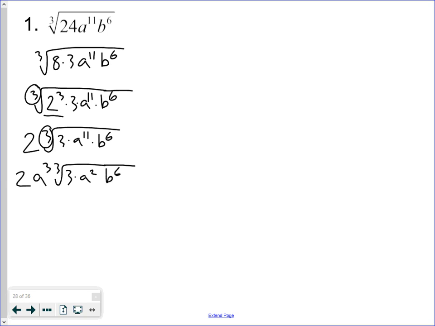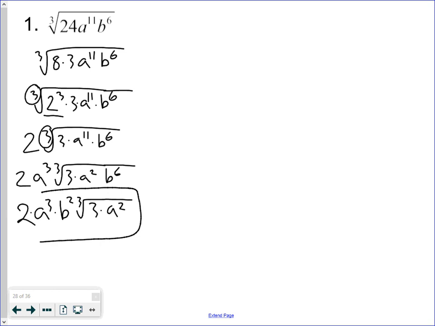And then for b to the 6th, we can make 2 groups of 3 b's. If we make 2 groups of 3 b's, that means we can take out 2 b's. So we have 2 times a to the 3rd times b squared, and what's left over is the cube root of 3 times a squared. And that's going to be our answer for number 1.